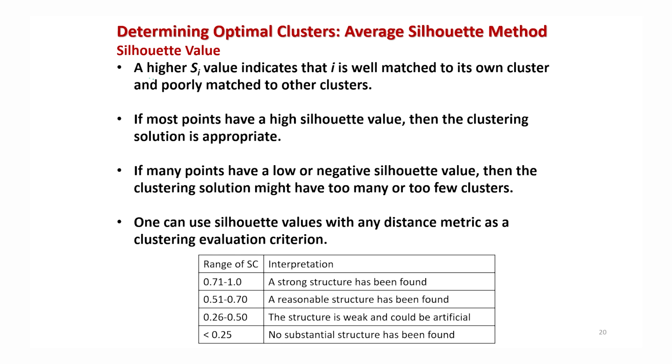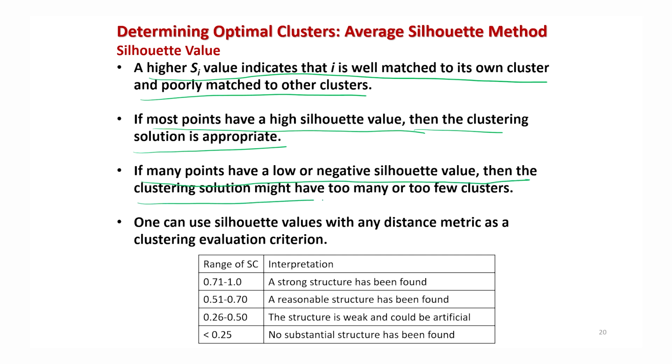So a higher Si value indicates that i is well matched to its own cluster and poorly matched to other clusters. In case most points have a high silhouette value, then the clustering solution is appropriate. That is what we are trying to say. And if many points have a low or negative silhouette value, then the clustering solution might have too many or too few clusters.